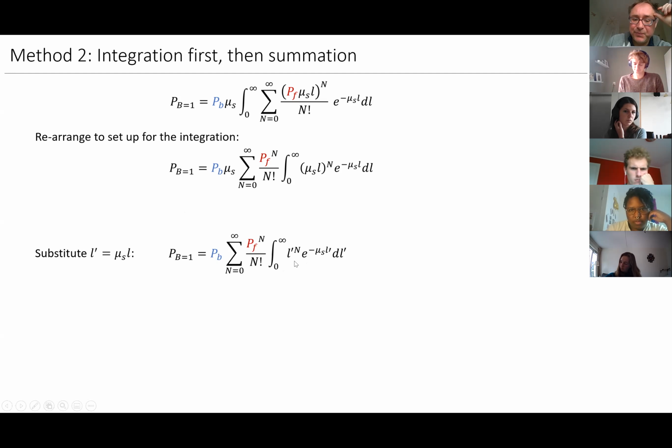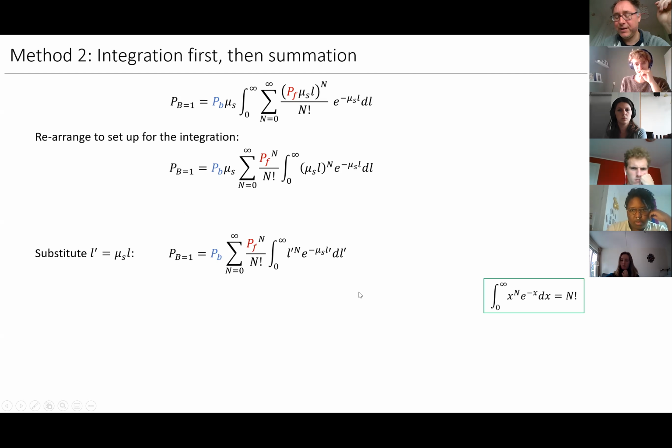And then this integral, L prime to the power n times this times the exponential, also has a standard form, and that evaluates, if you look in the integral tables, to n factorial. So we can make that substitution too. Then of course this factorial term that is already in there will cancel with the newly obtained factorial term, and this is then the result for that. So the probability is PB times this sum.